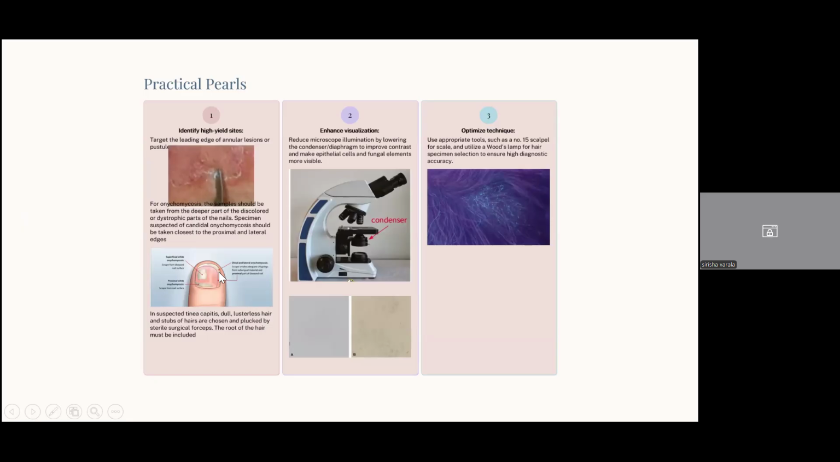Now, if it is onychomycosis, then if it is superficial onychomycosis, you scrape the upper layers and try to take the deeper layers. And if it is distal and lateral onychomycosis, always try to take the subungual debris. If you are aiming at candidal onychomycosis, then you will have to take the samples from the lateral and the proximal nail fold. Then, if you are suspecting tinea capitis, then dull lusterless hair is what you have to choose.